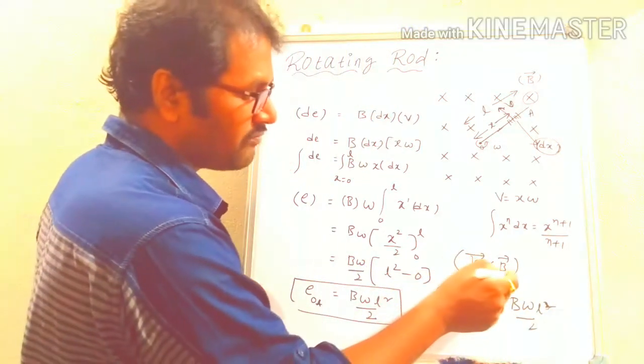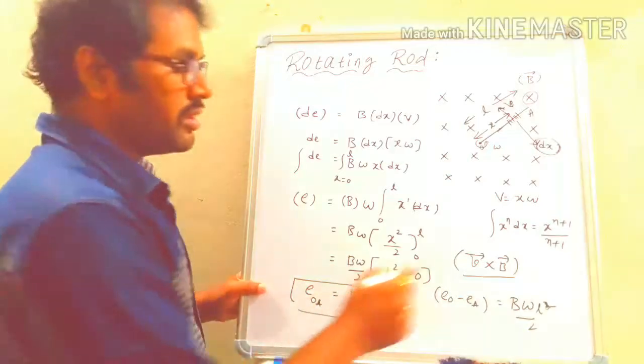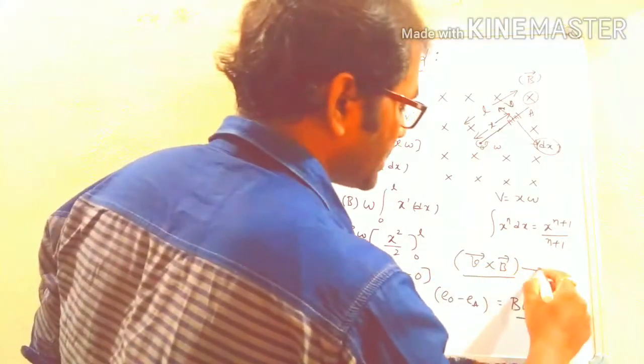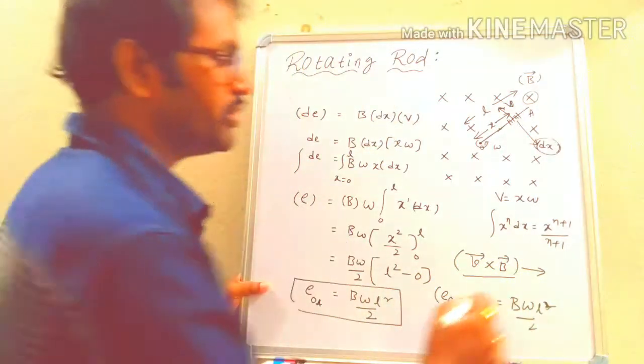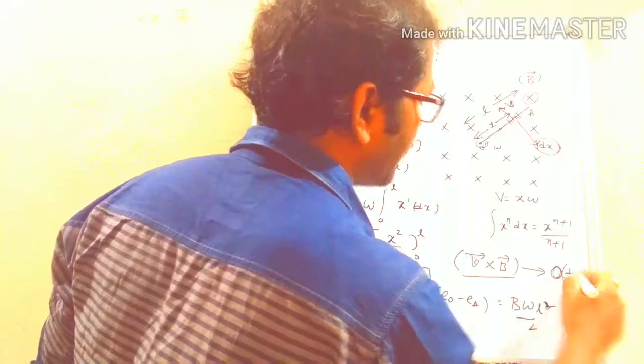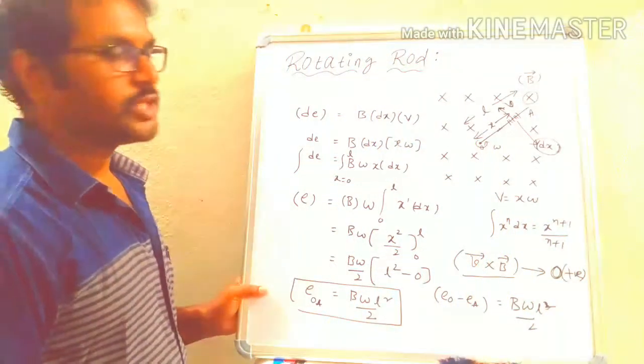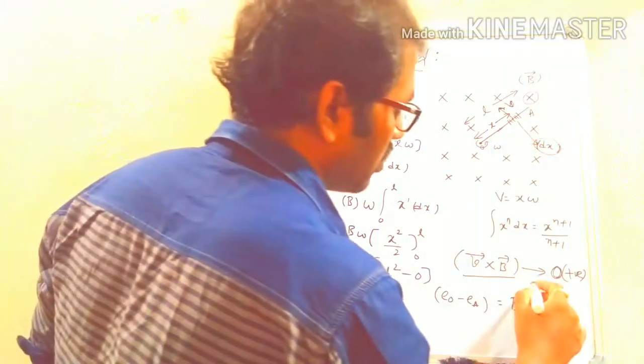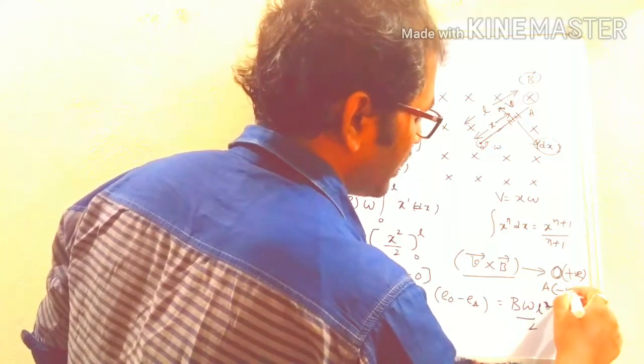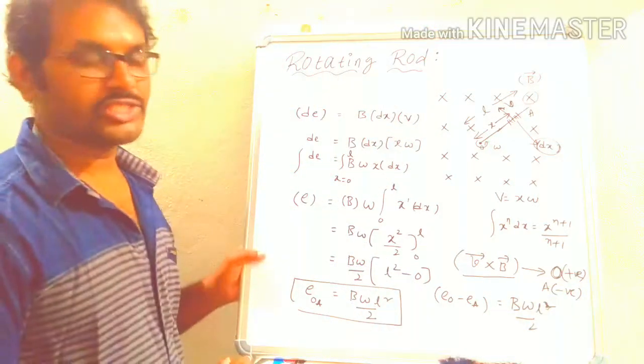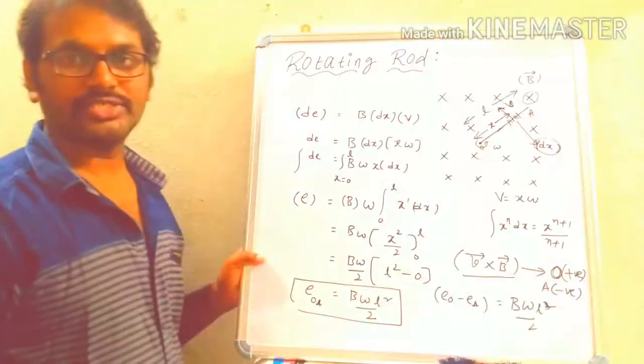So what is the use of V bar cross B bar? The V bar cross B bar gives the direction in which you will get that point as positive. Here it comes as O. The point O comes as the positive potential. Therefore, the point A, where you will get the negative potential or the lower potential.